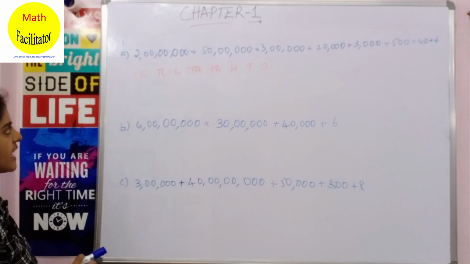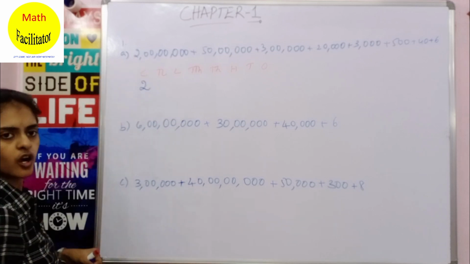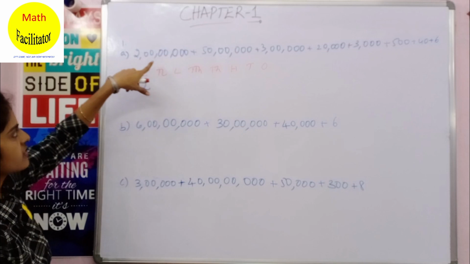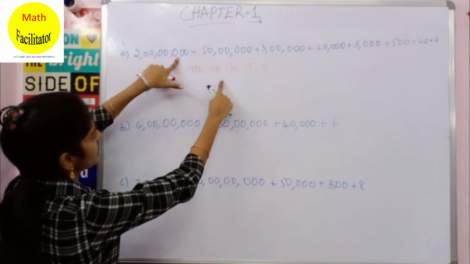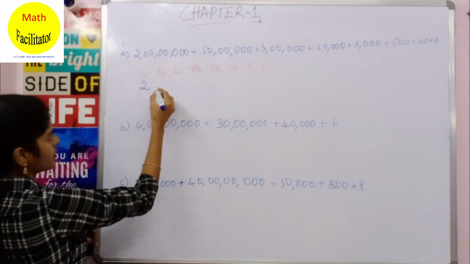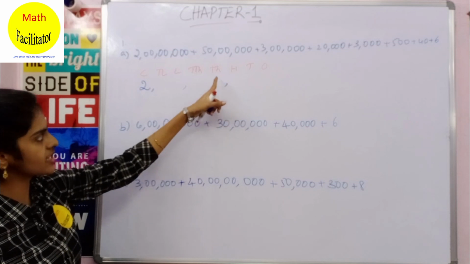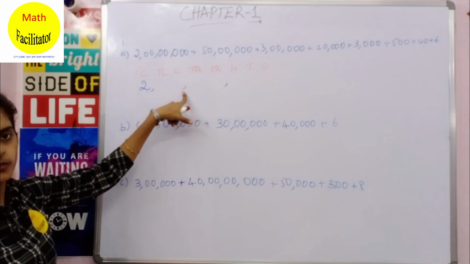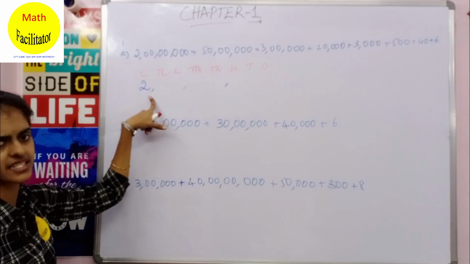In crore place what will you write? You will write 2, and all other places are zeros. Check once. It is 0, 0, 0, 0, 0, 0, 0. You can also place the commas. How will you place the commas? Before 1000 you will place a comma, before lakh you will place a comma, and before crore you will place a comma. Clear? This is all what we have discussed earlier.